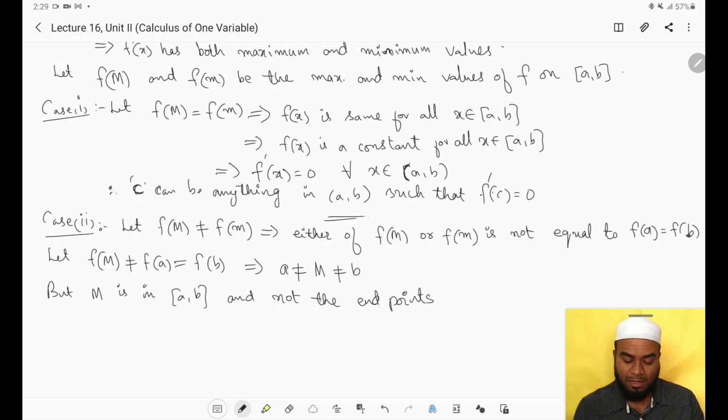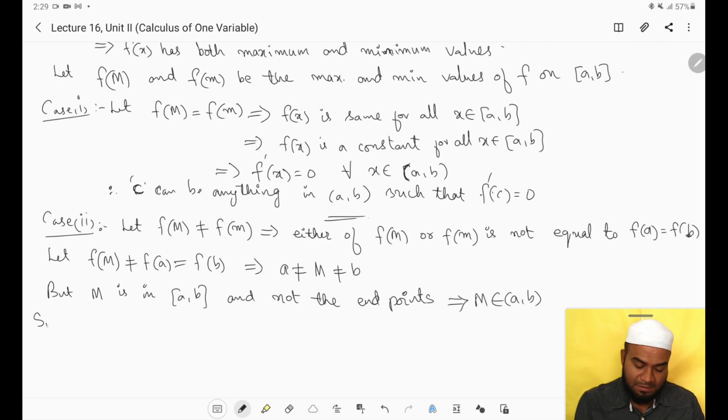Then where will that M lie? This implies M will be in the open interval a comma b. Closed interval a comma b means M can be a or b, but here we have shown that M cannot be a and M cannot be b. Then where does M lie? M lies in the open interval a comma b, right?